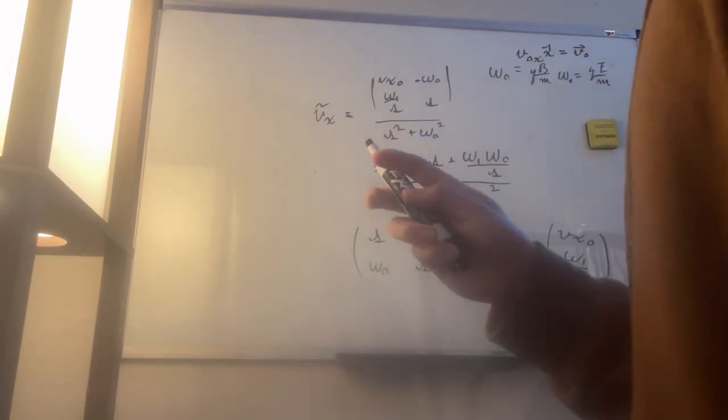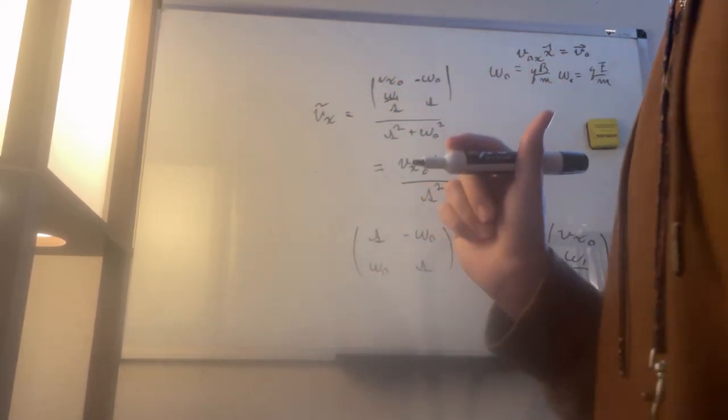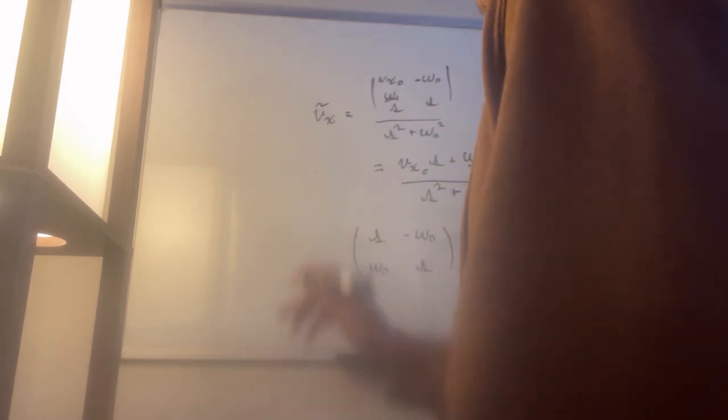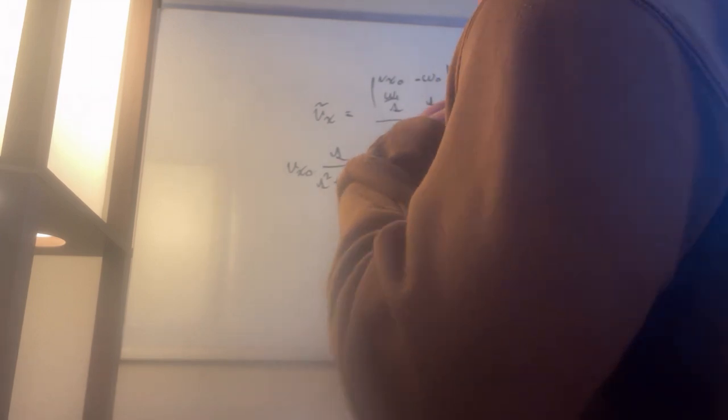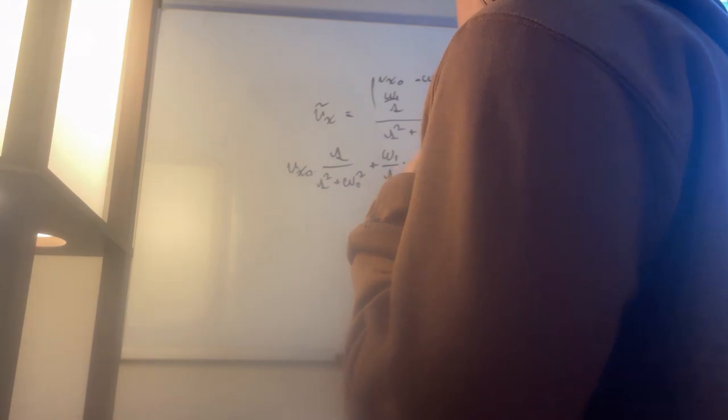What we're going to be doing is splitting up this fraction so that we can identify any noticeable inverse Laplace transforms, and we're going to be rewriting this as vx naught times s divided by s squared plus omega naught squared, and then plus omega 1 over s times omega naught over s squared plus omega naught squared.